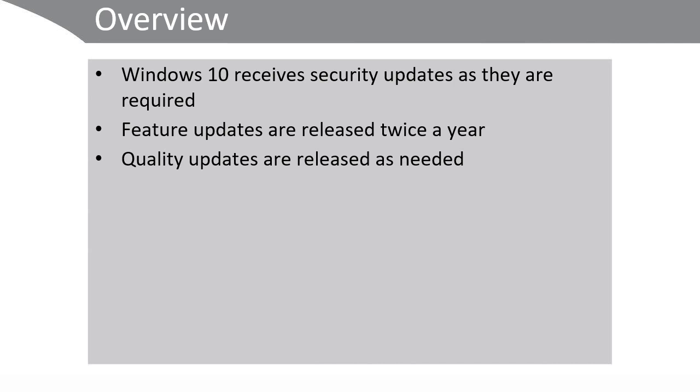Quality updates are released as needed. A feature update and a quality update. A feature update is a major update, a bit like a new version of Windows, so the difference between Windows 8 and 8.1, for example. Quality updates are a bit like major service packs, and then they're released as needed and are not time-stamped in quite the same way.